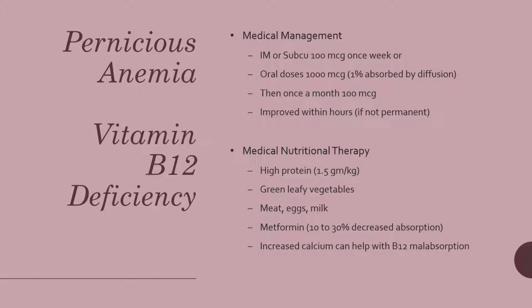The medical nutrition therapy that should go along with this is a higher protein diet. Shoot for 1.5 grams per kilogram. A lot of green leafy vegetables, meat, eggs, and milk. Keep in mind that metformin, really our most commonly prescribed medication for type 2 diabetes, does actually decrease the absorption of vitamin B12, and then boosting calcium intake may actually help to facilitate a better vitamin B12 absorption also.